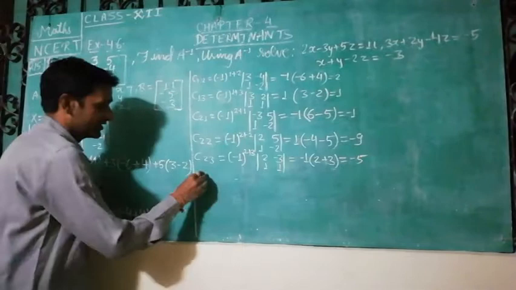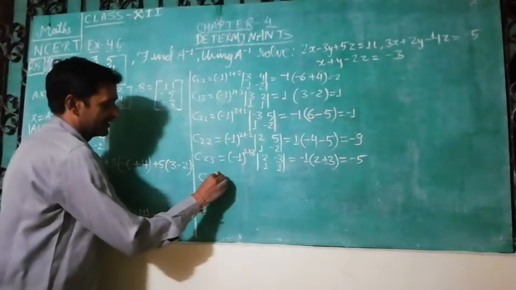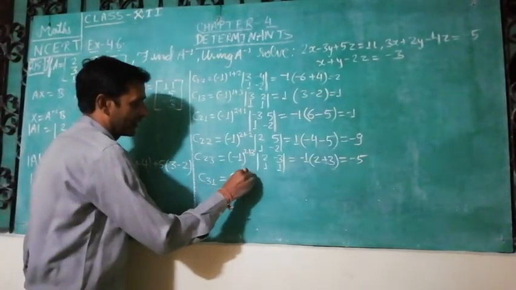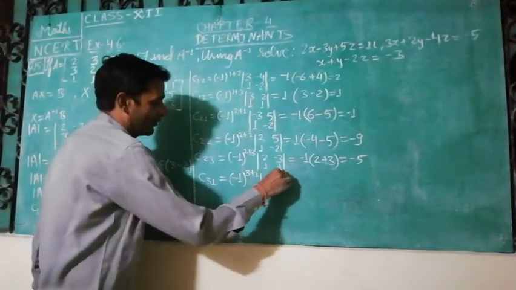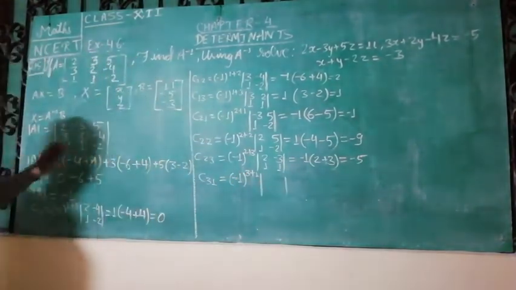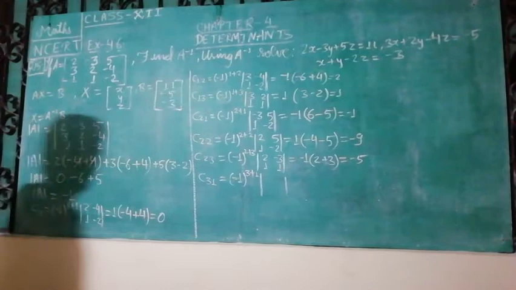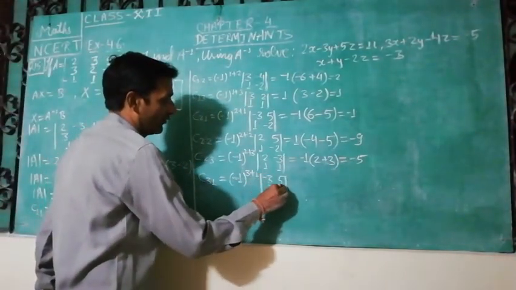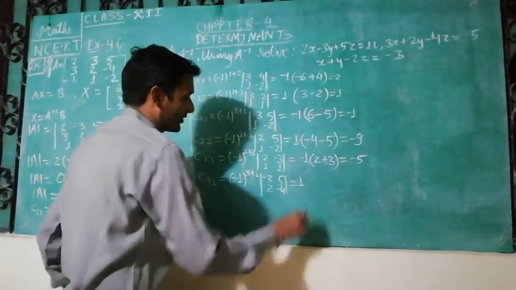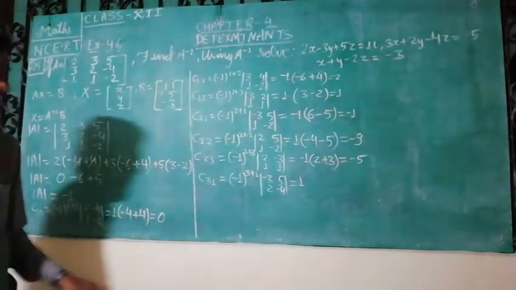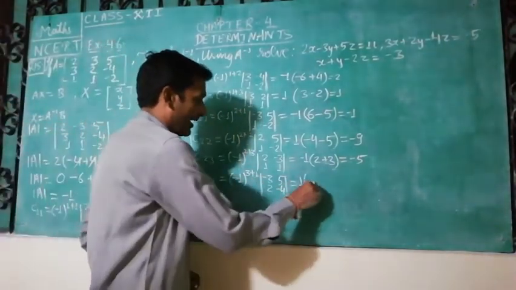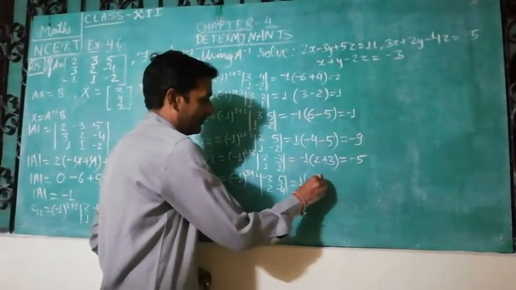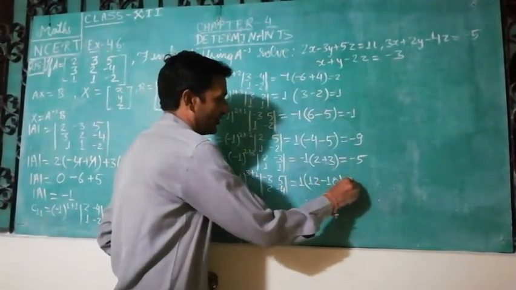Now C31. C31 is equal to minus 1 raised to the power 3 plus 1. That will be equal to what? Third row, first column will be eliminated. Minus 3, 5 and 2 minus 4, we have to solve in the determinant. So it will become positive 1 because 3 plus 1 is 4, which is an even number. So minus 3 into minus 4 is positive 12, minus 10, so it will be 2 only.